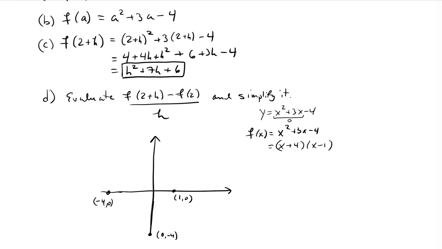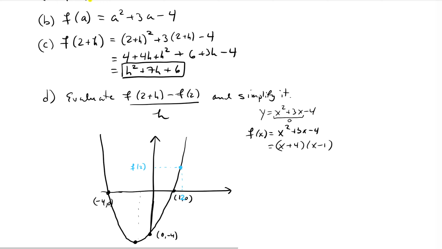And the vertex would be in between the roots, or the x-intercepts. So this is a parabola that's going to go down like that, and then eventually reach the vertex somewhere here. The x-coordinate would be the average of 1 and minus 4. Now, what we're interested in calculating is, well, we calculated f of 2. Let's say 2 is here. So this is f of 2. And this would be 2 down here.